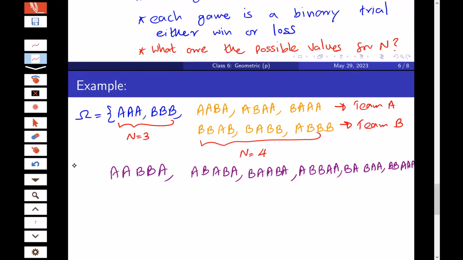So this is for team A. And these are for team B. Team B, we have the similar items: B, B, A, B, B, A, B, A, B, A, B.